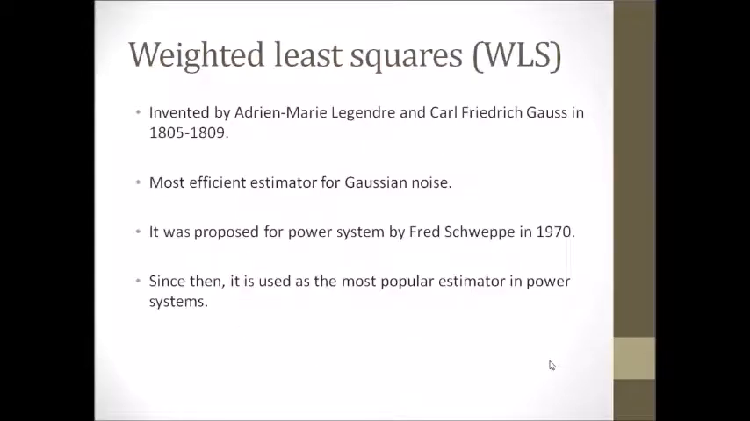In power systems, the most prominent estimator is the weighted least square estimator, which is also known as the WLS estimator. It was invented by Adrien-Marie Legendre and Carl Friedrich Gauss between 1805 and 1809. It can be mathematically proven that it is the most efficient estimator if your system contains Gaussian noise. It was proposed for power systems by Fred Schweppe in 1970, and since then it has been used as the most popular estimator.